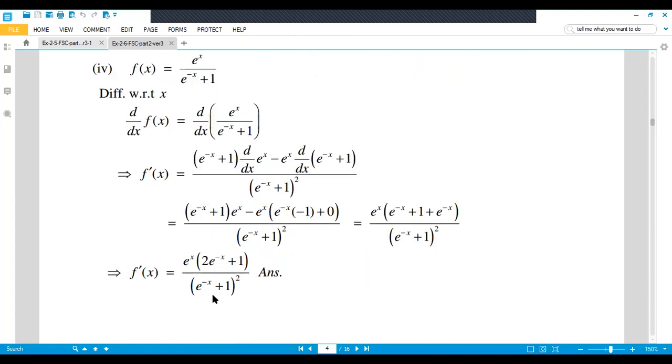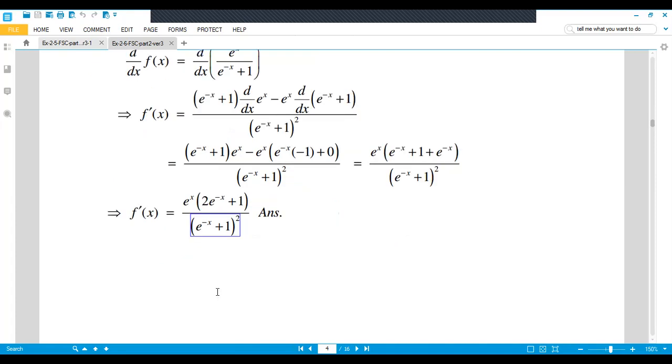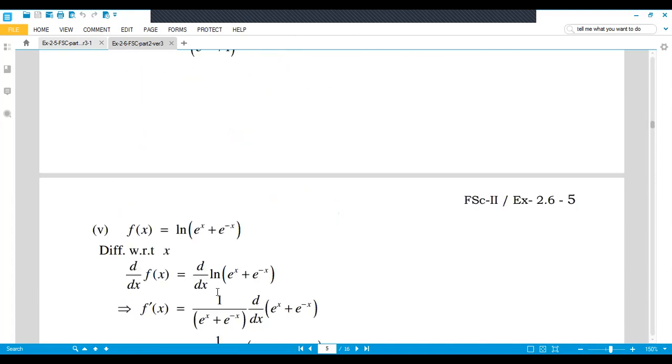So what we get, e power x is common in all these, so we take e power x common. So what we get, e power minus x plus 1, and then minus minus plus e power minus x. So e power minus x and e power minus x will be added, so we get e power x into 2 e power minus x plus 1 divided by e power minus x plus 1 whole square. So this is the required answer.